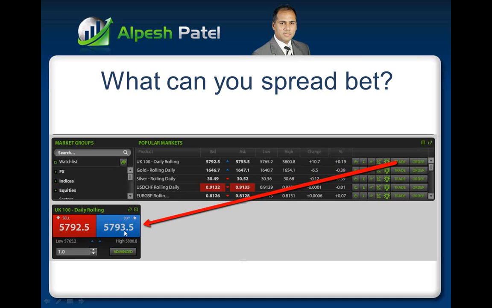So if that goes up 10 points, I will make £10. If I bet £10 a point and that goes up 10 points, I make £100. Similarly, that's how much I lose as well if it goes in exactly the opposite direction. Buy, sell, very simple. You click on those buttons and you know exactly how much you're making or losing based on the stake you put here.